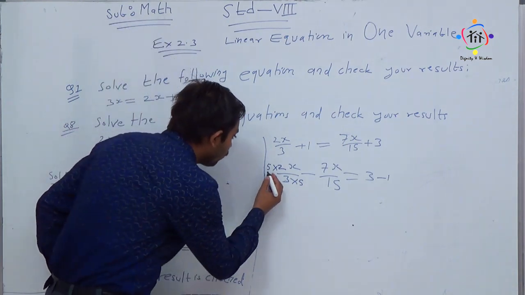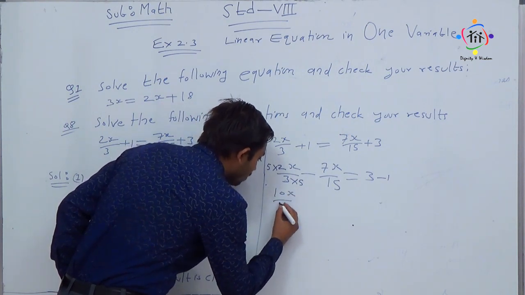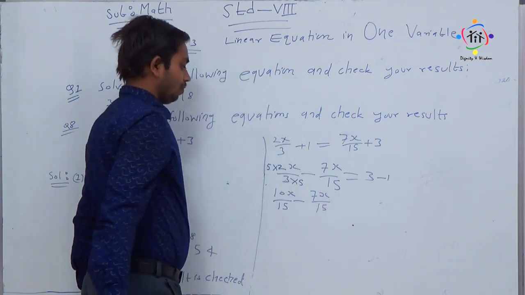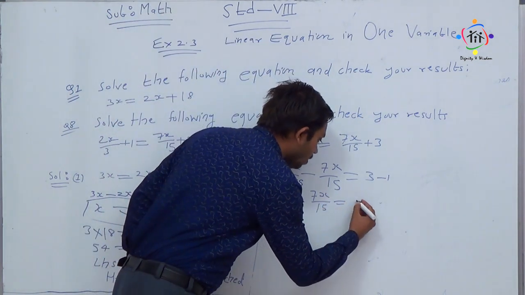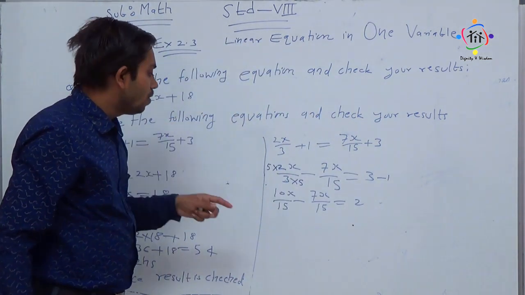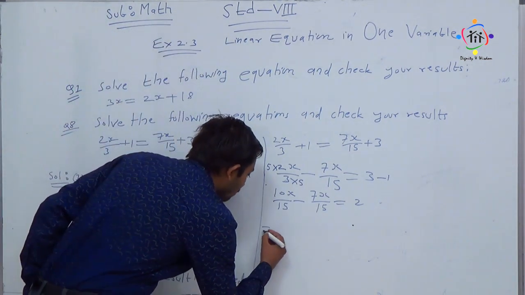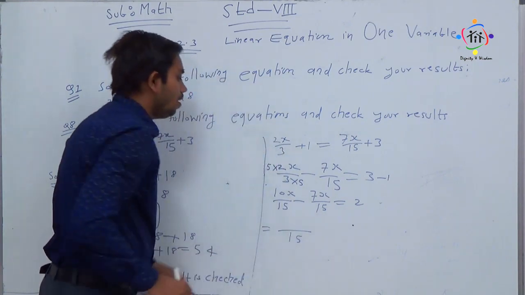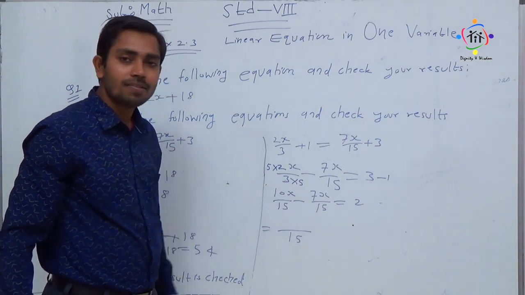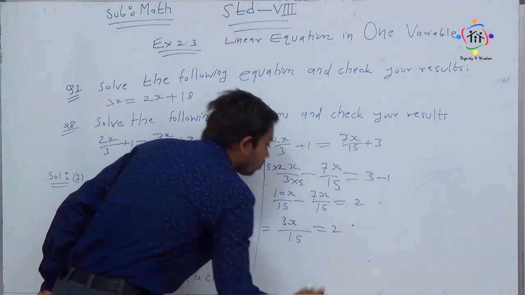So here, my dear students, 5 2s are 10, so 10x upon 5 3s are 15, minus 7x upon 15, is equal to 3 minus 1 2, that is 3 minus 2. Okay, my dear students, now here the denominator became the same. Now we can write the denominator one time and directly subtract the numerators. 10x minus 7x, it is coming out 3x, is equal to 2.